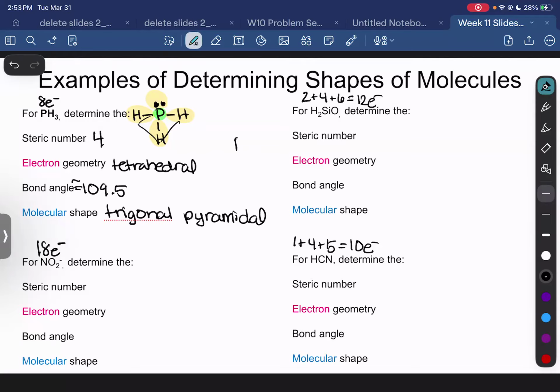So I actually usually like to redraw it like that, H, H, H, something where they're not 90 degrees, and that lone pair is up top and is just pushing that down. And I can easily see that it's trigonal pyramidal. And you can say trigonal pyramid. Oh, I don't care. Okay, so that's one way to do it.